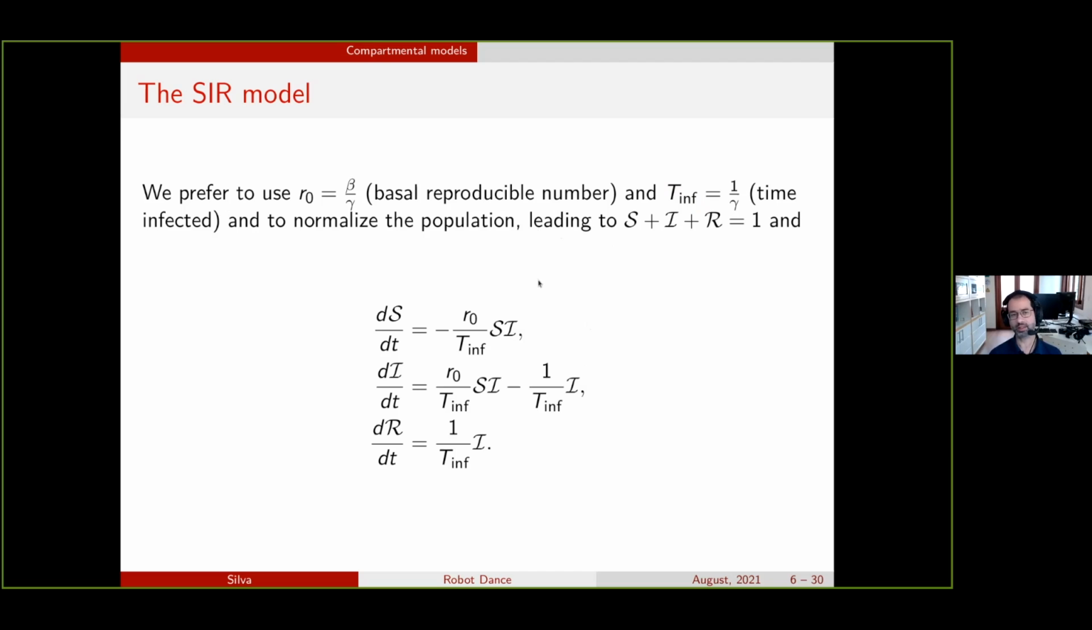It stands for the number of people that an infected person is expected to infect during his infection period. And you have another parameter, which is the time of infection, which is the mean time that a person remains in the infected state. Once you do this and you normalize the population, dividing everyone by N, the numbers of people in S, I, and R now add up to 1. So they are basically proportions of the population that are in each of those stages.